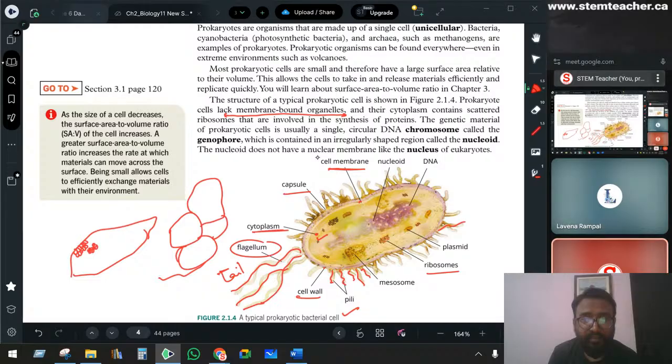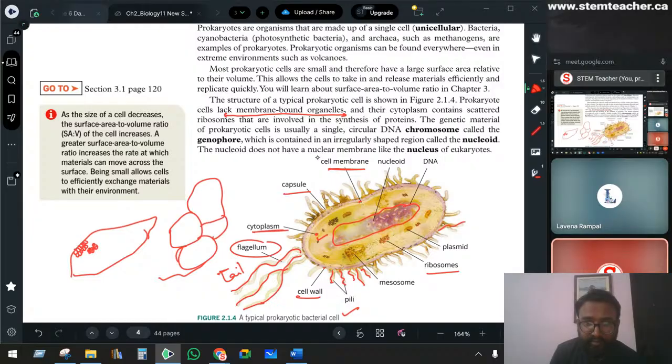Their cytoplasm contains scattered ribosomes that are involved in the synthesis of protein. The genetic material of prokaryotic cells is usually a single circular DNA chromosome called the genophore, which is contained in an irregularly shaped region called the nucleoid. So there is no shape. Is there any shape?